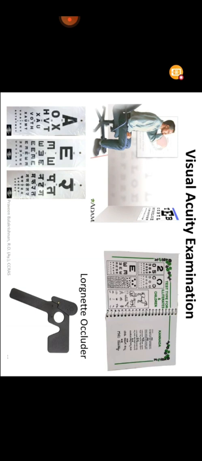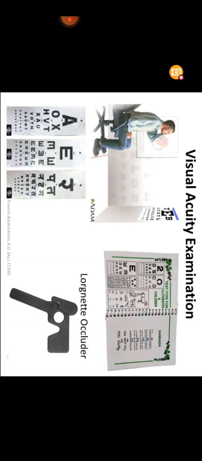A person who can read a letter at a distance of 24 meters, for this person, he can read it only at 6 meters. That means you should bring the objects as close as possible to the person so that he can read it. And hence 6/60, what does that mean? A person who can see this letter at a distance of 60 meters, this person can read it only at a distance of 6 meters. So the lesser the denominator, the better the visual acuity of the person.